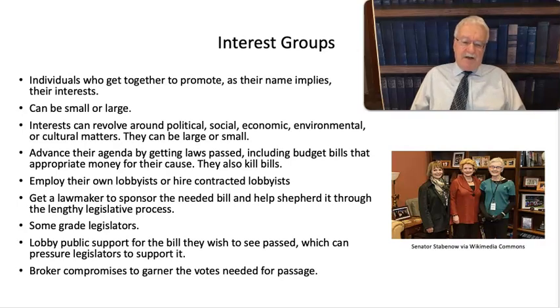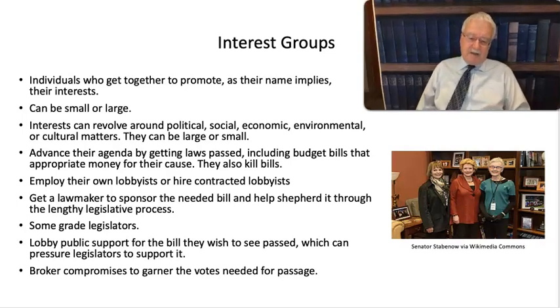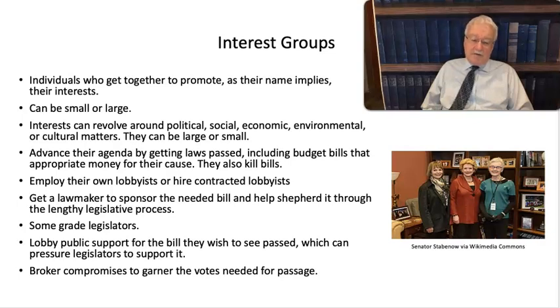Interest groups advance their agenda by getting laws passed, including budget bills that appropriate money for their cause. By the way, interest groups will also try to kill bills that they think harm their cause. The bigger interest groups that are well-funded will employ either their own lobbyists or hire contracted lobbyists to represent them. Interest groups will try to get a lawmaker to sponsor the needed bill and then help shepherd that bill through a lengthy legislative process. It's always good to have an interest group come to you and say that they support your bill and they're going to lobby for it, because they do a lot of the hard work of talking to all the members, especially committee chairs, to get the bill heard.